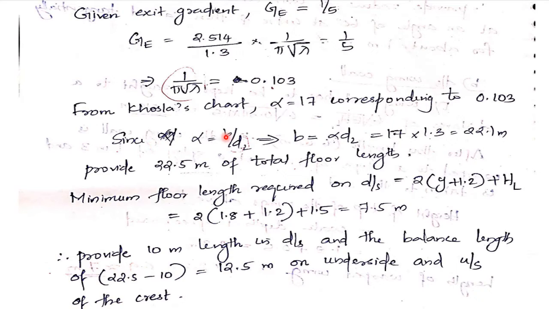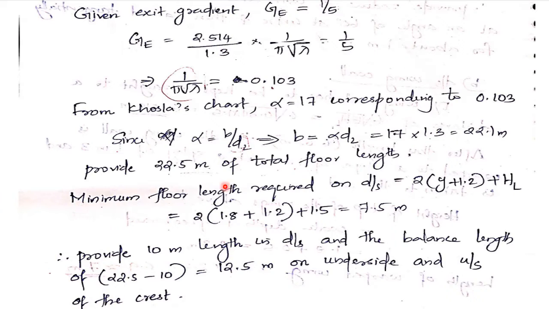Since alpha is equal to b by d2, b is equal to alpha into d2, where b is the total length of the floor and d2 is the depth of the downstream cutoff pile. Therefore b is 17 into 1.3, which is equal to 22.1. That is the required length of the floor. So we are going to round it off to 22.5 meters. So we provide 22.5 meters of total floor length.